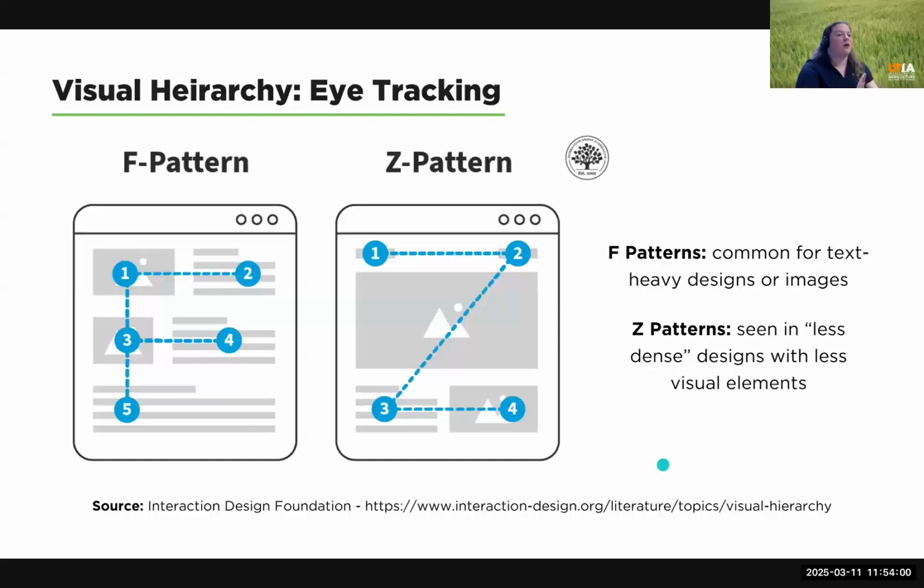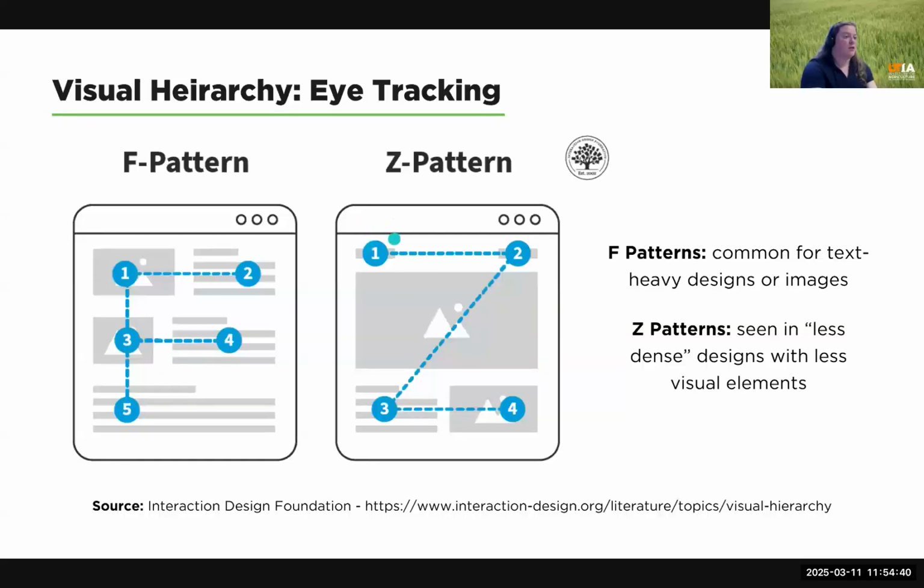So F patterns are really common for text-heavy designs or images. I really like this graphic from the Interaction Design Foundation because it shows you maybe you've got a picture here, then another picture here, and text, so that in this F pattern example, our eyes would move left to right, and then finally we would scan down, because there's a lot of stuff in this example on this page. Looks like it's supposed to be a web page for us to read through.